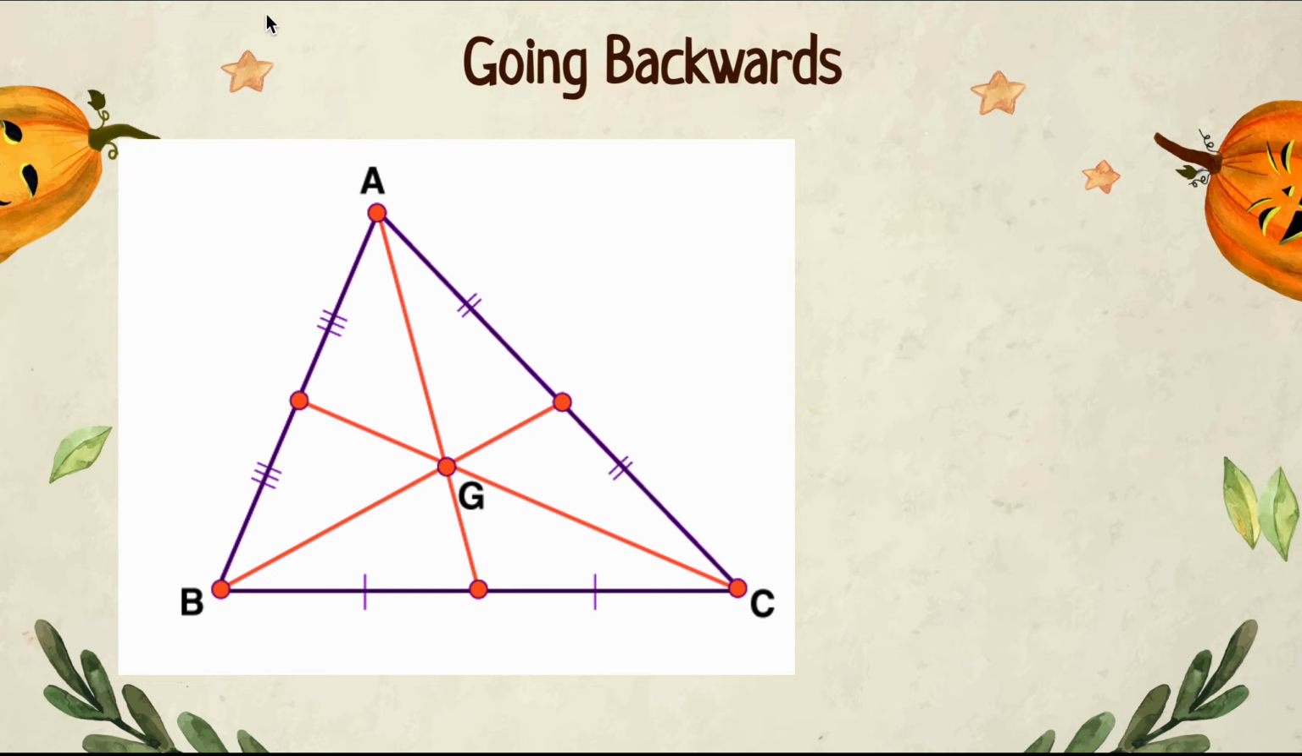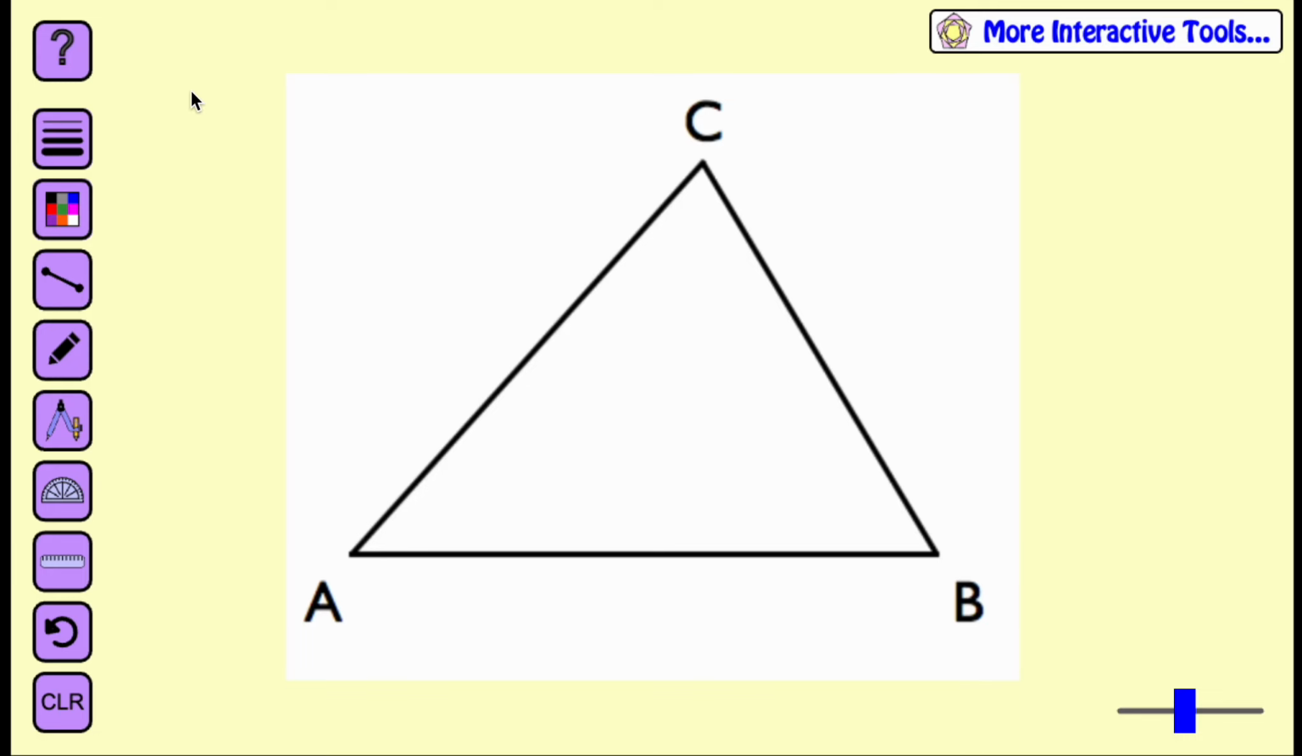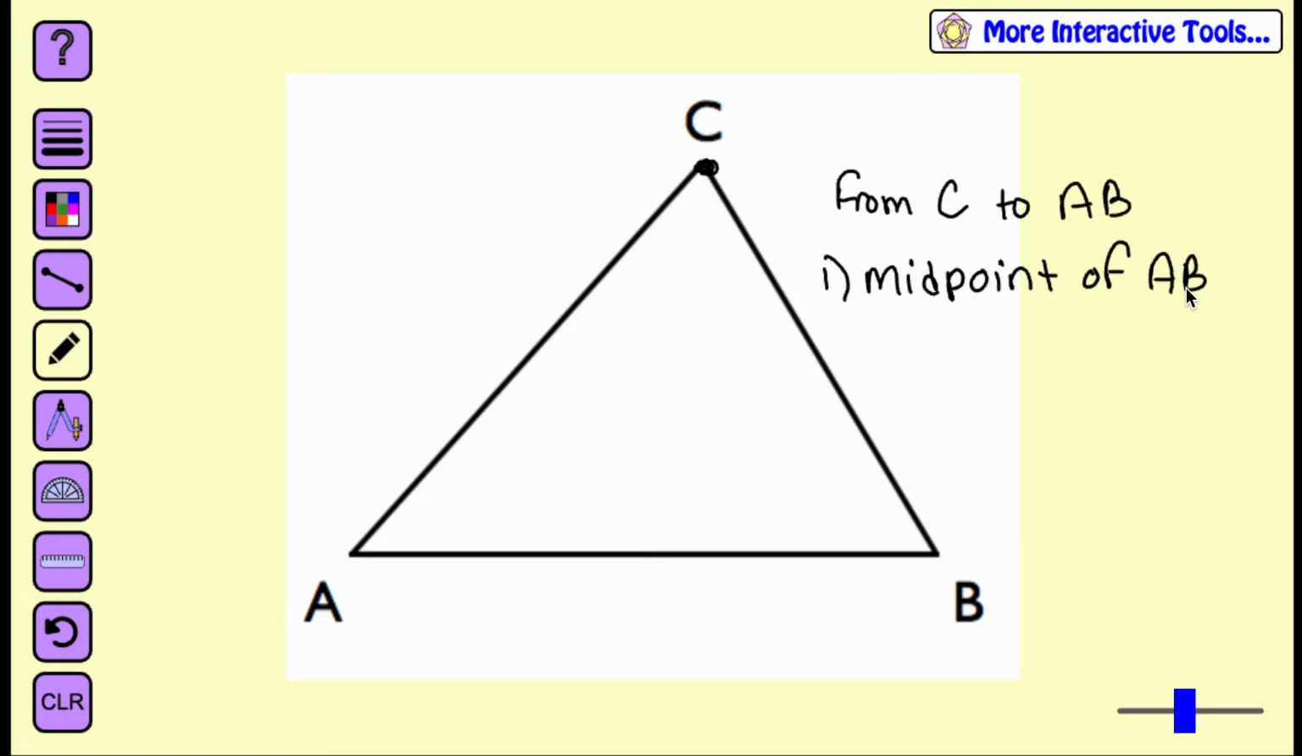Now, we're going to go over these constructions. To construct the median, remember, it has to go from the vertex to the midpoint of the opposite side. So we would need to know the midpoint of our side. The first thing we're going to do is construct the median from vertex C, which is here, to side AB. If we want to go from C to AB, the first thing we need is the midpoint of AB. If we don't have the midpoint of AB, then we cannot complete this construction. So this is prior knowledge.